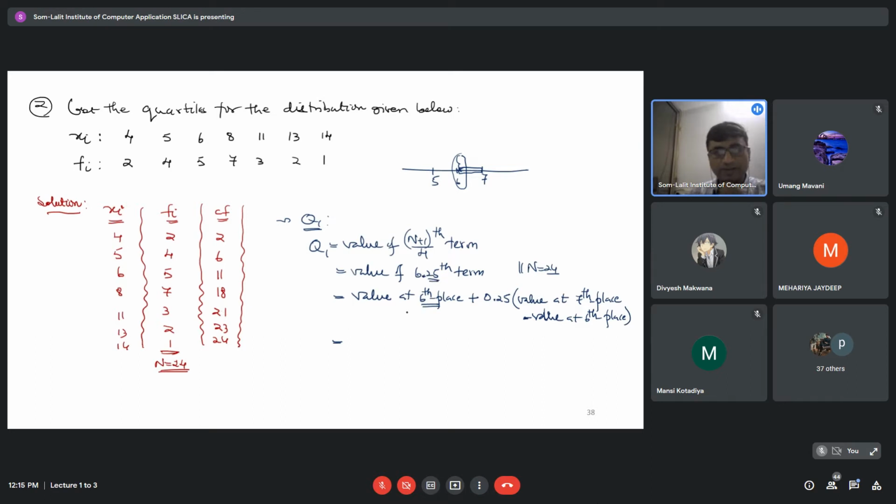For the integer part, we have written the value at the 6th place. Now, which observation will be at the 6th place? Who will tell me? If you list the observations from CF, you can answer this question. Which observation will fall at the 6th position? You see here 4 is repeated 2 times. You make a linear list. So 4, 2 times. Then 5 will occur 4 times. So 5, 5, 5, 5. So 1, 2, 3, 4, 5, 6. This is what this CF indicates. This is the 6th position, and the corresponding observation here is 5. So 5 plus 0.25 into the observation at the 7th place.